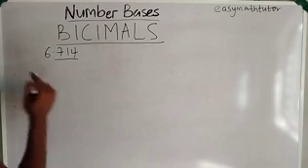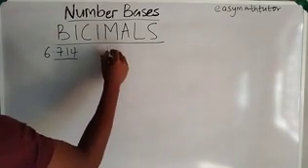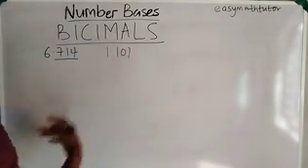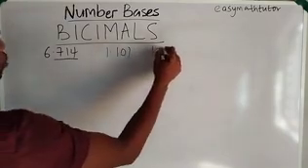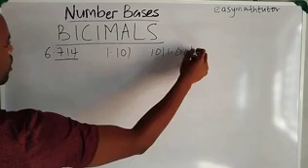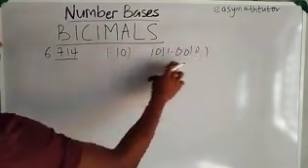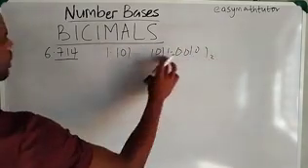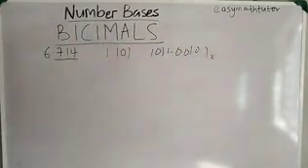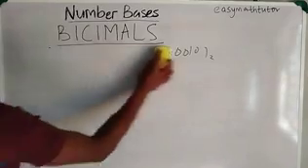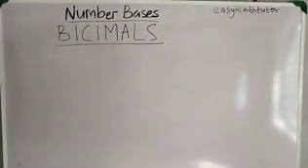What is an example of a BICIMAL? We can have a BICIMAL like this, 1.101. It's a BICIMAL. 1011.00101. It's a BICIMAL. So once there is a decimal point attached to a binary number, a base 2 number, it becomes a BICIMAL. So as I mentioned, we can convert from BICIMALs to decimals. Now let's learn how to do that with some examples.